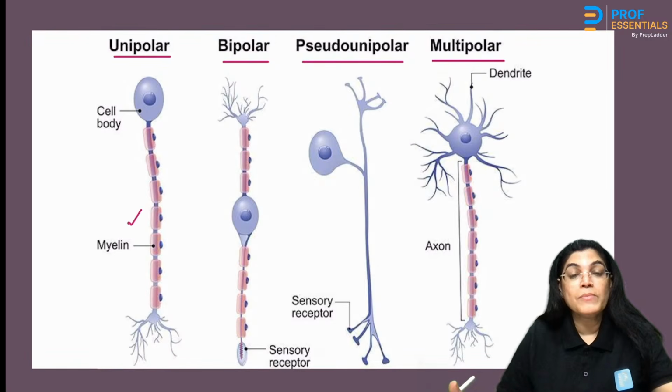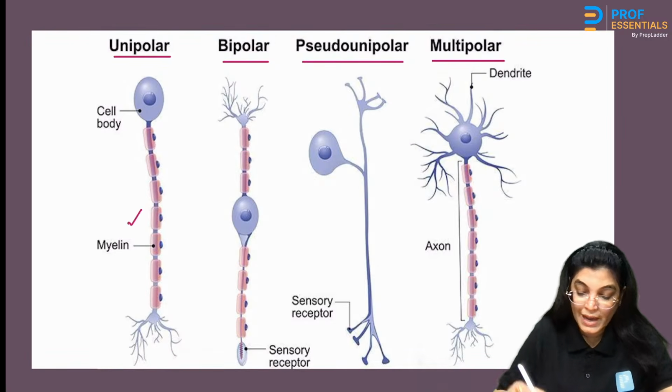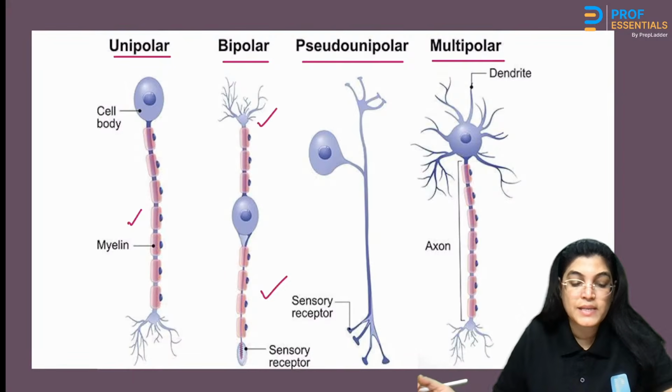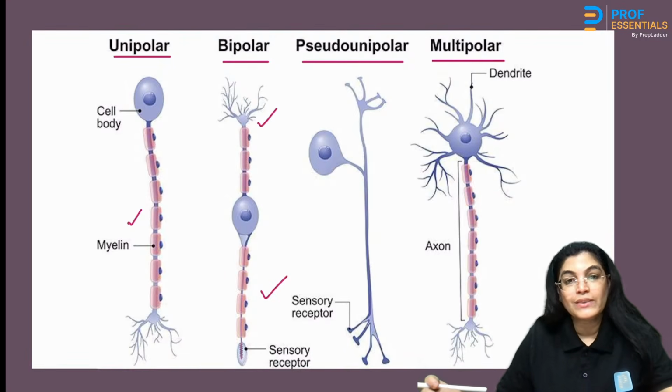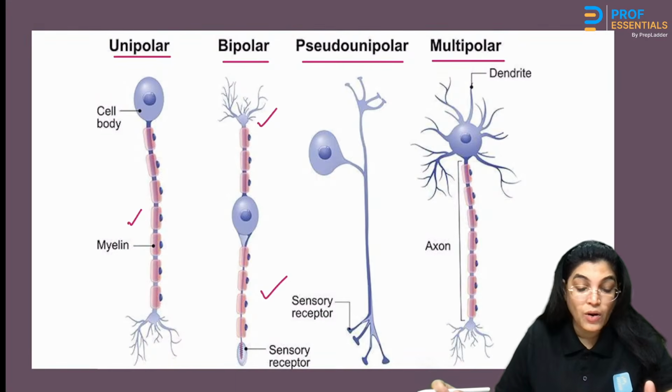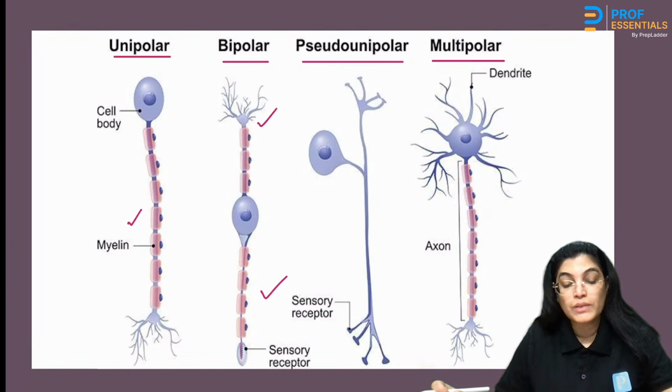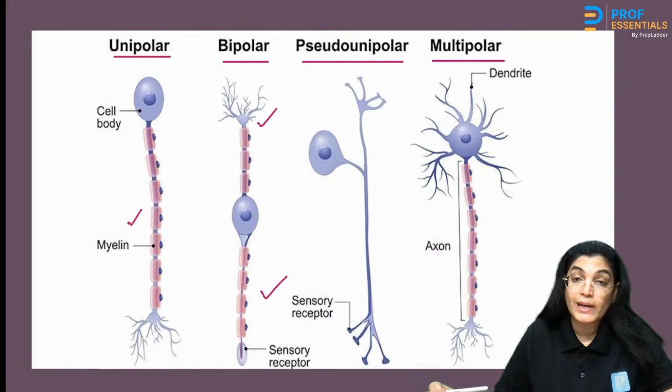Now in the second image, you can see the bipolar neurons, which is having two processes, as you can see here. So neurons have got dendrites and axons, two process. Examples are neurons of retina, olfactory neurons, neurons of the vestibular cochlear nerve. These are all examples of bipolar neuron.